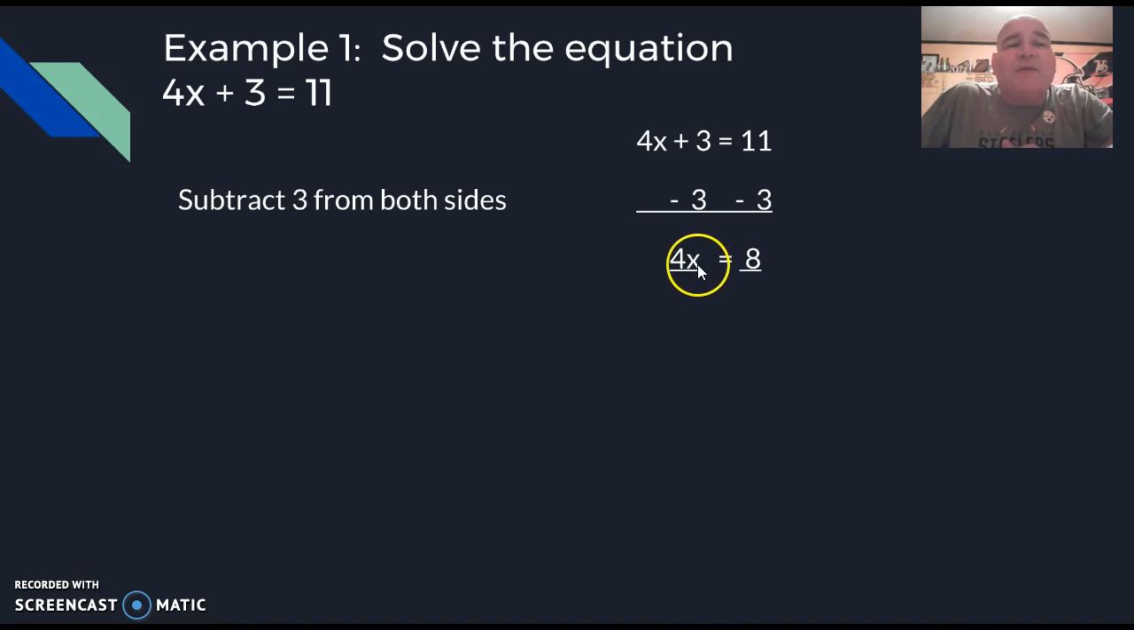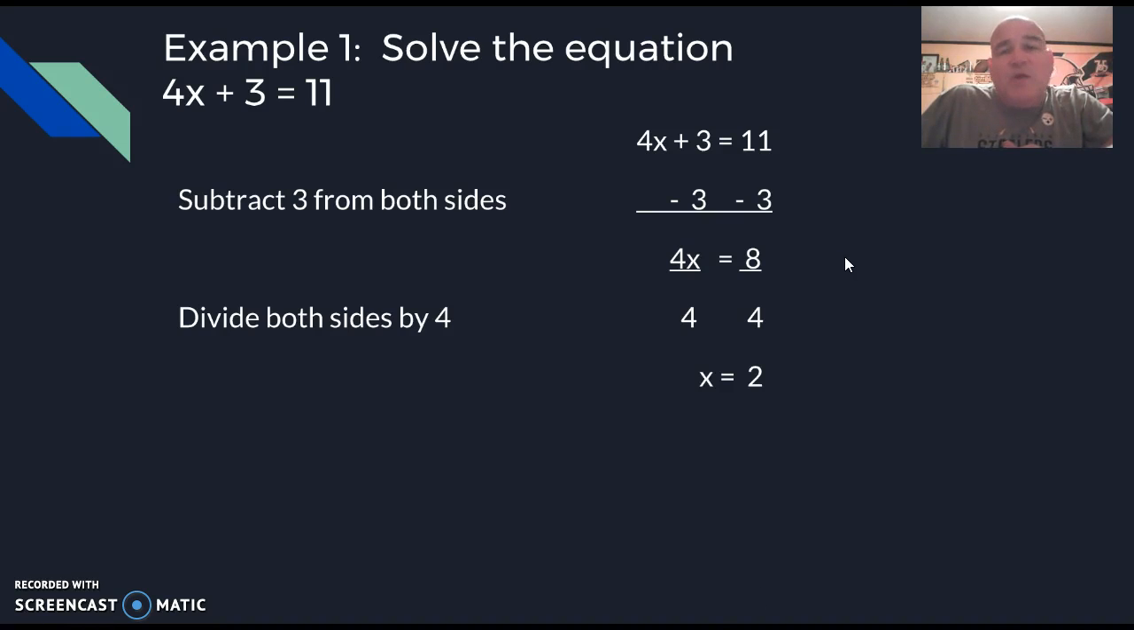4x means 4 times x, so we have to undo the multiplication with division. So we'll divide both sides by 4, and the result is x equals 2. Remember, the solution is a value of the variable that makes the equation true. So what we want to do is plug that value in.